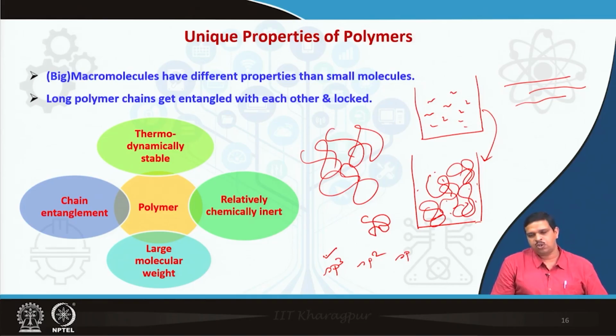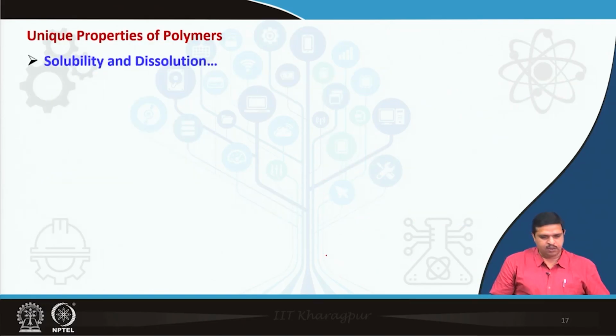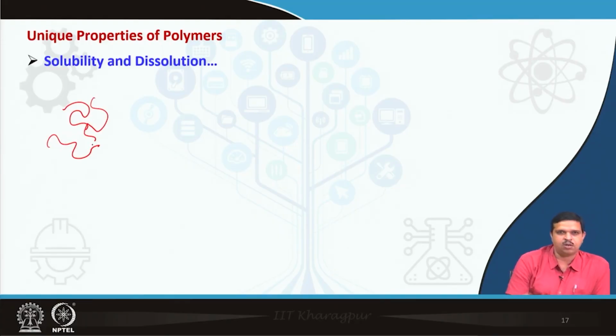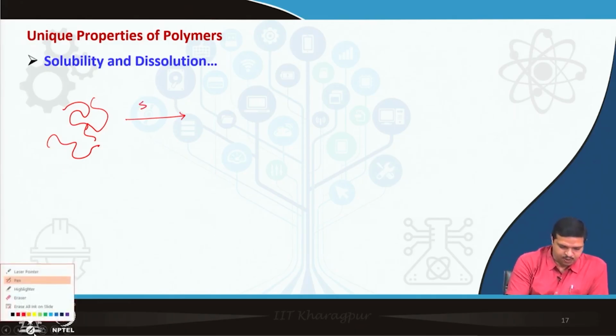polymers. As I told, the polymer remains like this one, okay, like that one. So, this is a separate polymer chain. Now, if you try to solubilize it, let us say I am adding some solvent. The blue ones are the solvent molecules. I am just writing SSS. Okay. So, now what will happen?